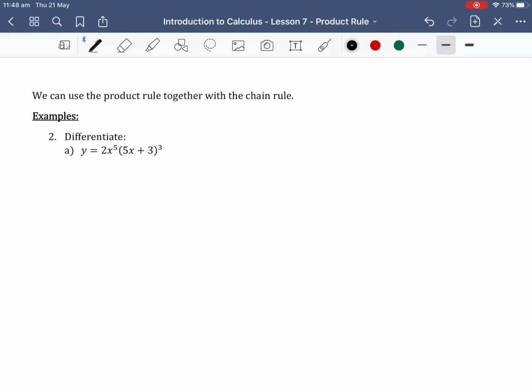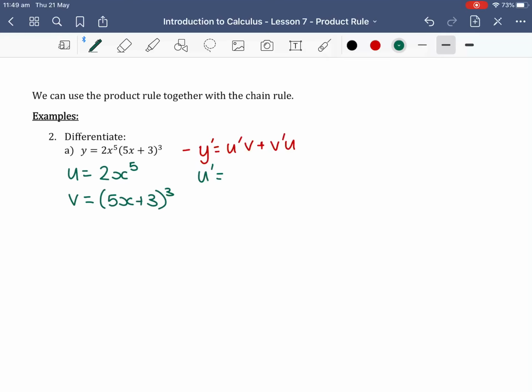So we want to differentiate y equals 2x to the power of 5 and 5x plus 3 all cubed. So again, we're using y dash equals u dash v plus v dash u. So what we want to do is we say that our u is our 2x to the power of 5. We have our v equals our 5x plus 3 all cubed.